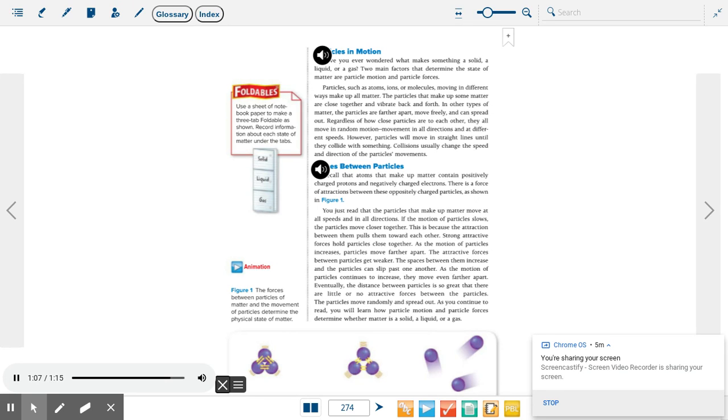As you continue to read, you will learn how particle motion and particle forces determine whether matter is a solid, a liquid, or a gas.